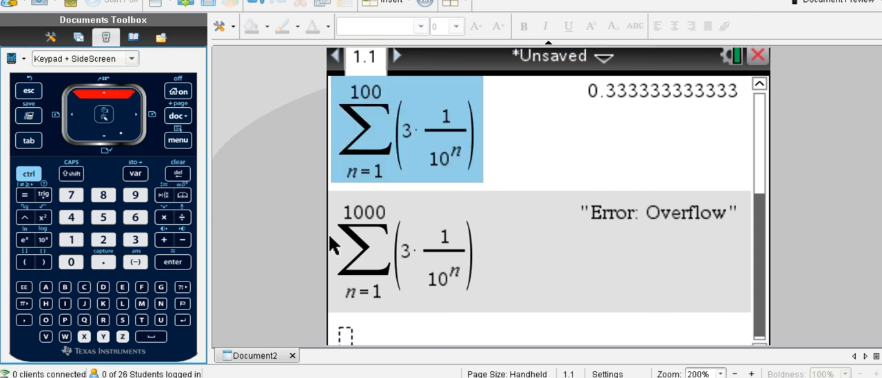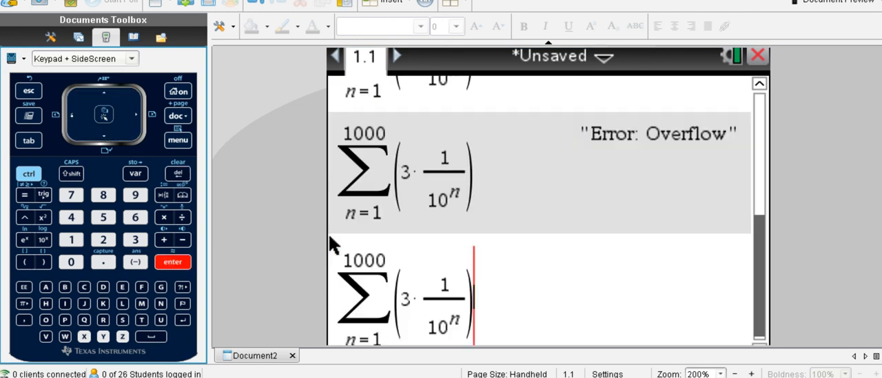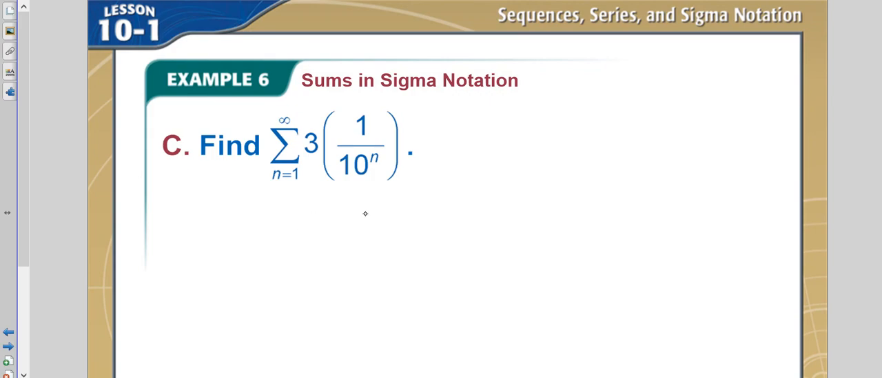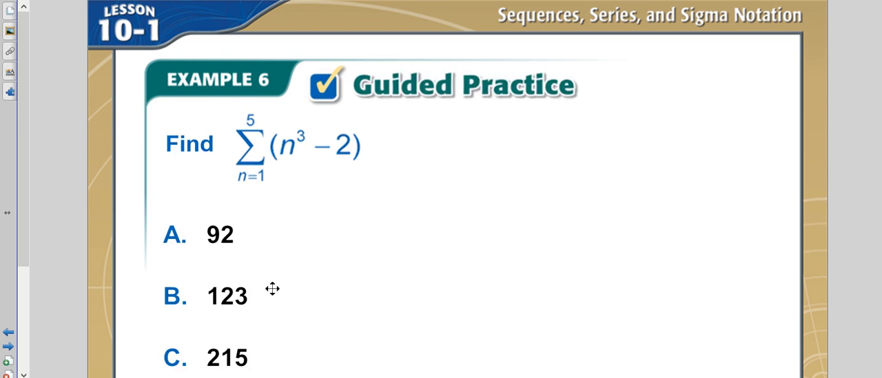So instead of 1,000, we'll try 200. And it looks like it's still approaching 1/3. So that would be the value that we're going to say this is approaching: 1/3, or if we wanted it as a decimal, 0.333 with the 3 repeating. So you just say 0.3 repeating like that. So whichever way you want to have it, I'll do the 1/3 because that's the most exact answer. That's what it's approaching. So now you can go ahead and try this one.